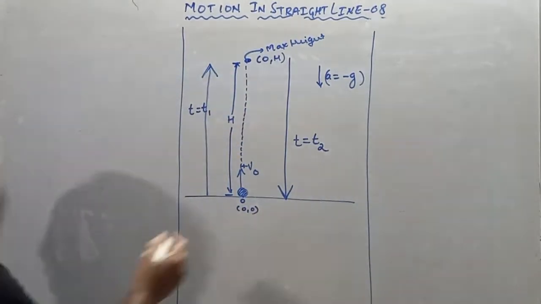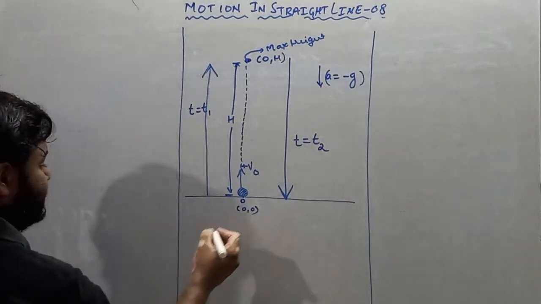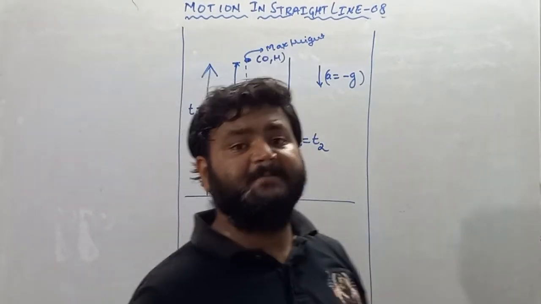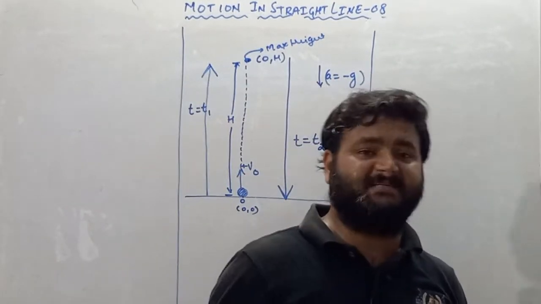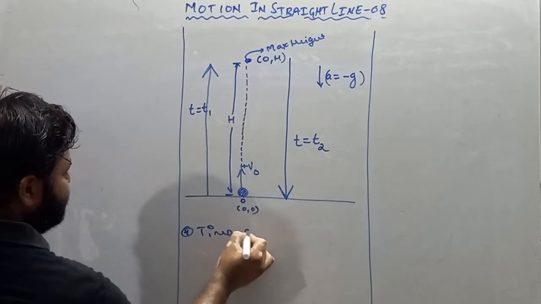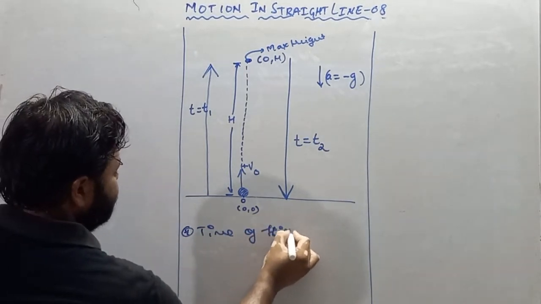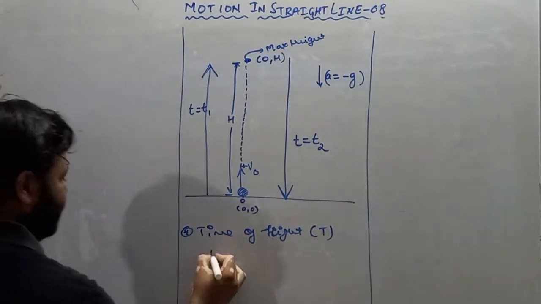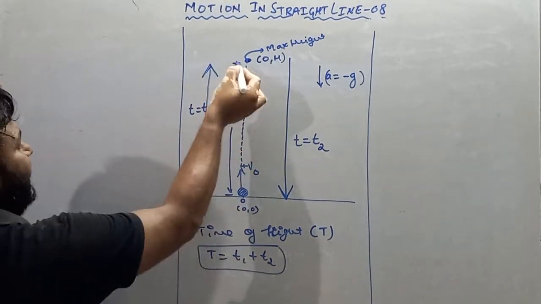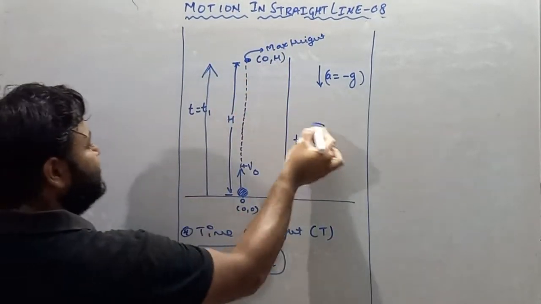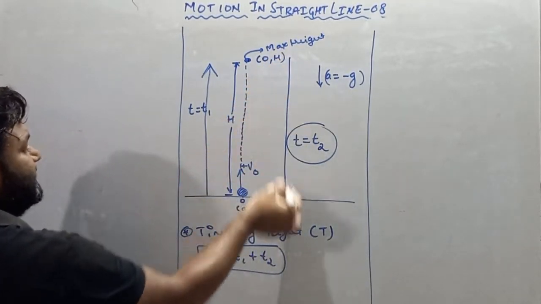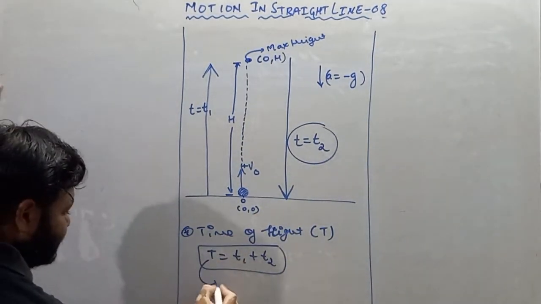So if I add t1 plus t2, it becomes equal to capital T, which is also called time of flight, the time taken by the particle to reach the same point from where it started its motion. So the first thing which we introduce is time of flight, and time of flight is represented by capital T. So capital T is nothing but t1 plus t2, and we know that t1 is going time from ground to maximum height, and t2 is nothing but time taken by the particle from maximum height to ground.